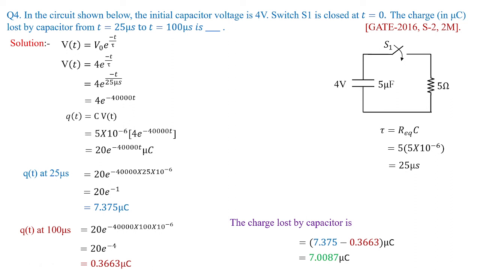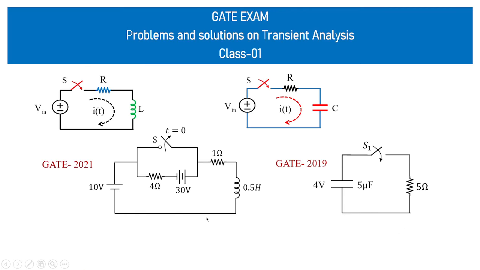So I hope you understood this particular session, and we have selected only the basic problems for inductors and capacitors under this class, and I'm treating this class as class 1. We have selected a problem which was asked in GATE 2021 and GATE 2019 pertaining to these two. Again, two more examples we have sorted out.